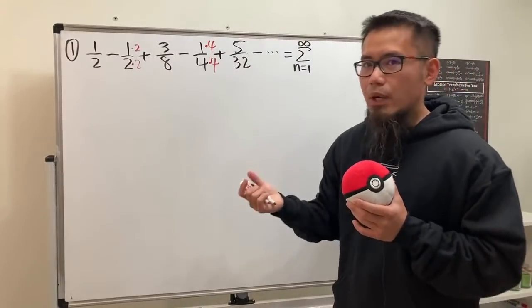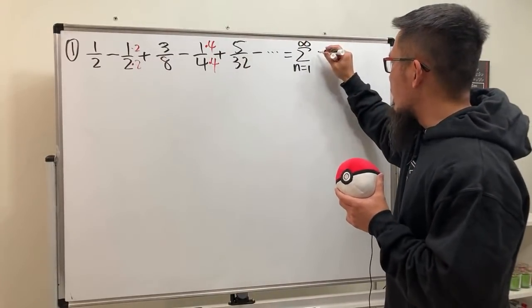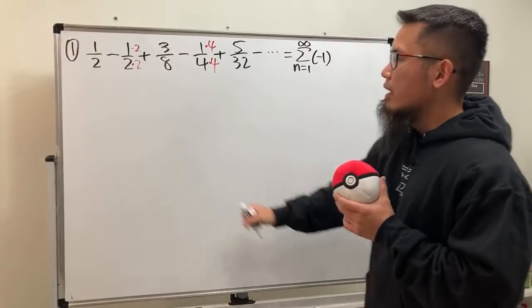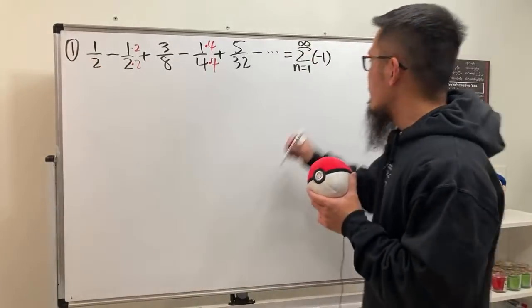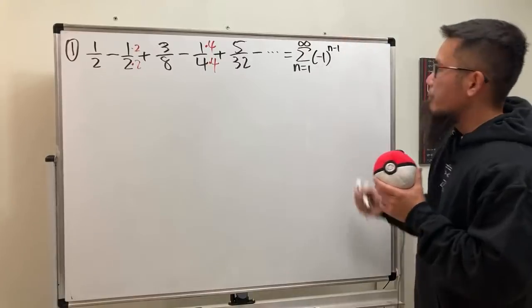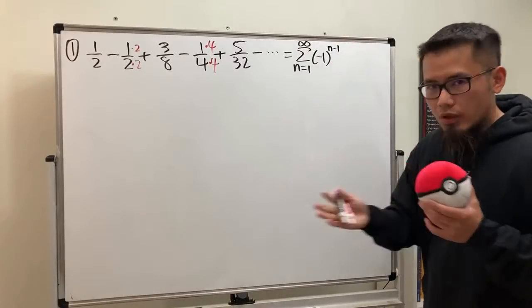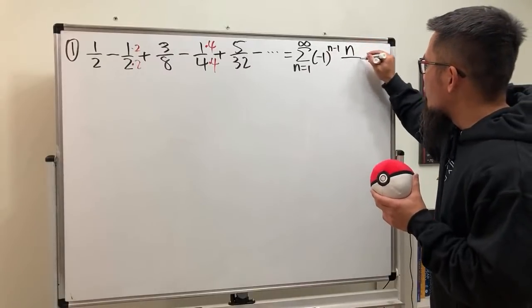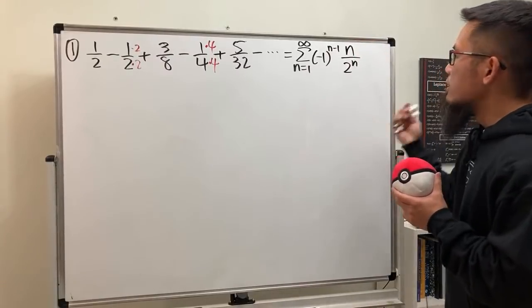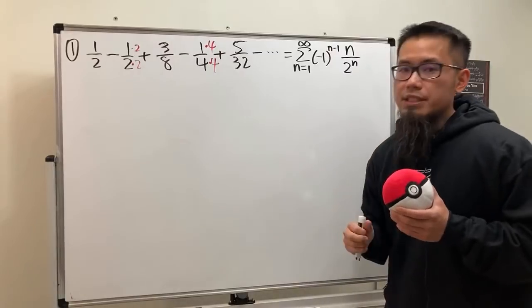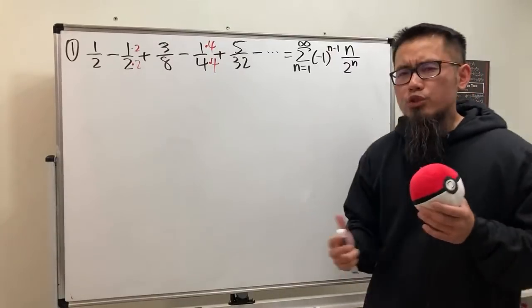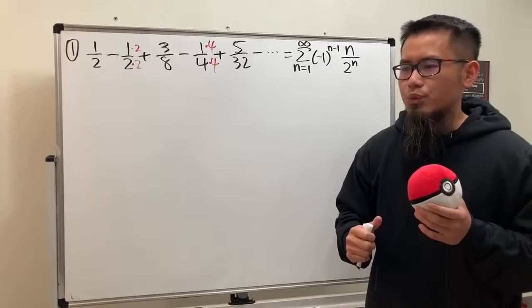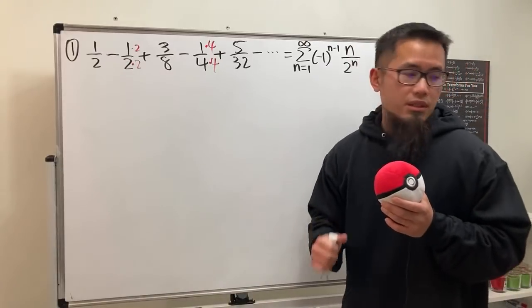But again, the sign alternates. Because the sign alternates, we have (-1), and because we start with positive, let's have n minus 1 here. If you put down n plus 1 here, nobody will get mad at you. And then we have n over 2 to the n. So this right here is the series. And now, which test would you like to use? Let me know.